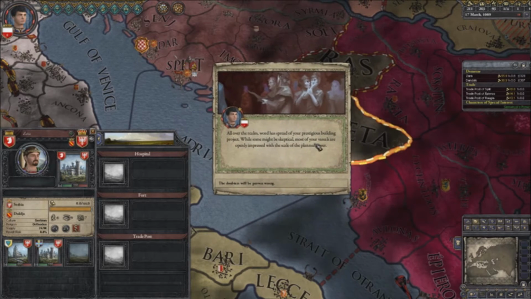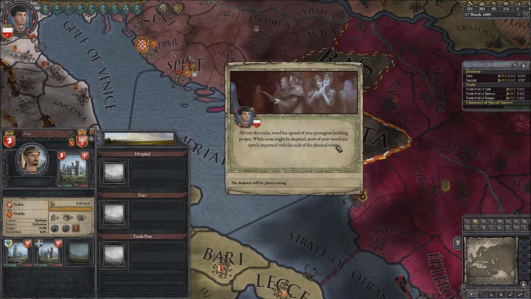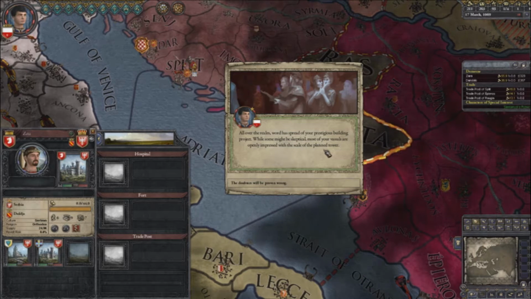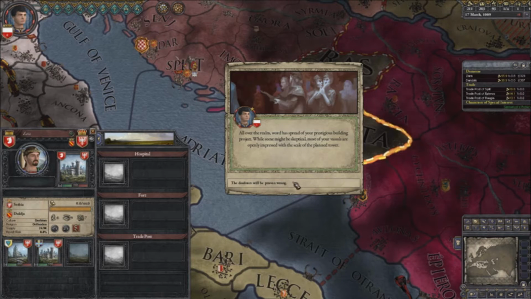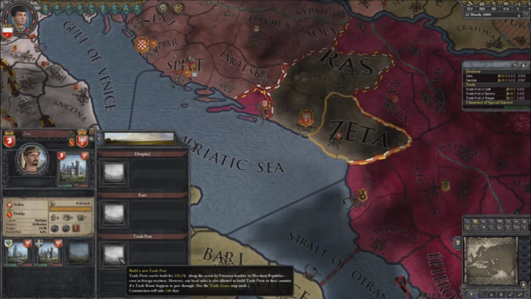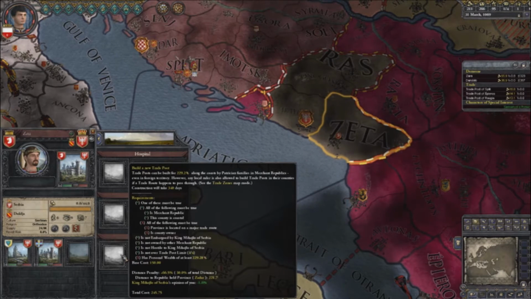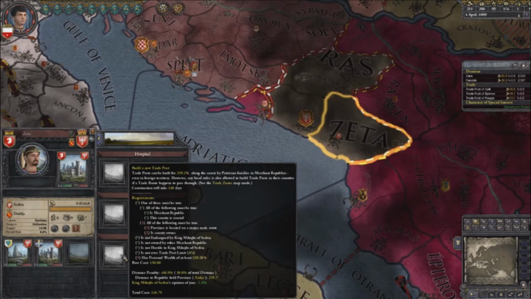Word is spread all over the realm of our prestigious building project. While some might be skeptical, most are openly impressed with the scale of the planned tower. The doubters will indeed be proven wrong. I might actually just decide to throw down another trading post right away, rather than anything else.